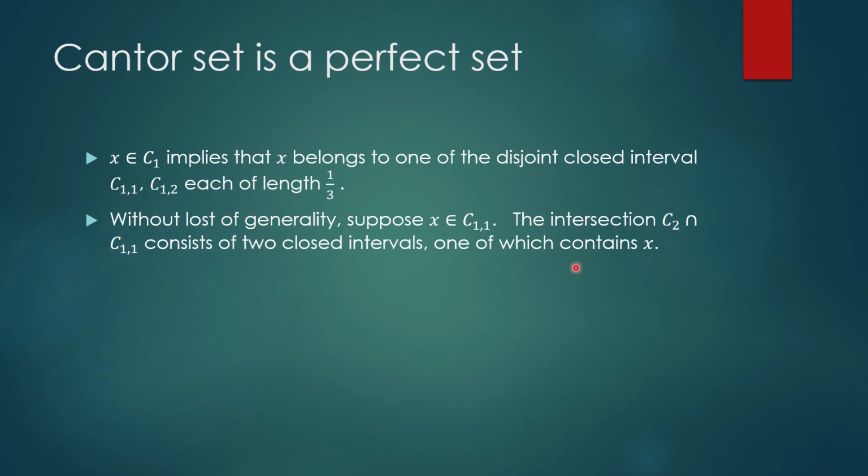So C2 intersection C11 is a disjoint union of two closed intervals, one of which contains X. Because X is a member of C2 and also a member of C11, X belongs to C2 intersection C11, which consists of two disjoint closed intervals. So X should be a member of one of the disjoint closed intervals.